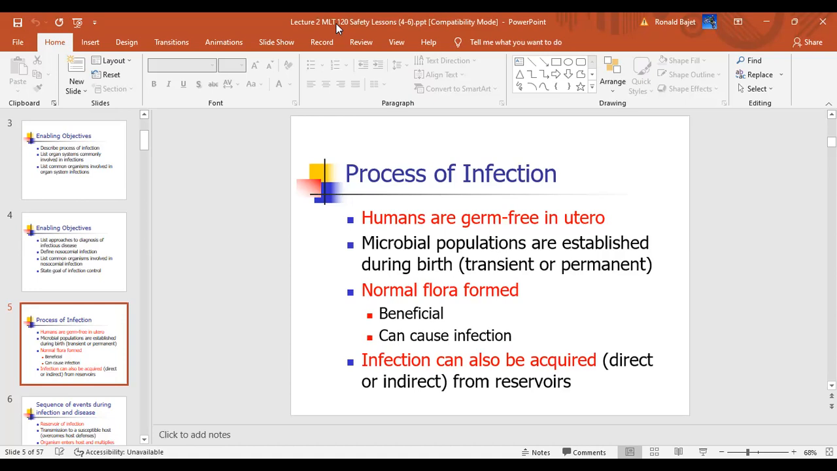Infection can also be acquired, direct or indirect. As you know, you can pick up things just walking through the mall. You can pick up tuberculosis. You can pick up all kinds of organisms from the environment. People sneeze on you or you touch things. So you can acquire infections from the environment.